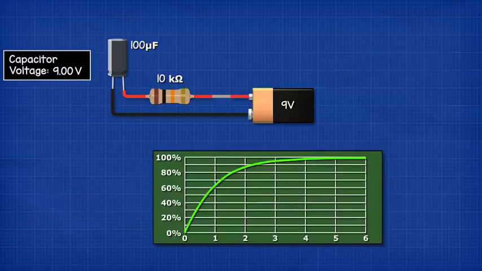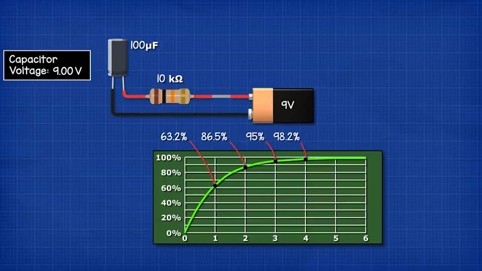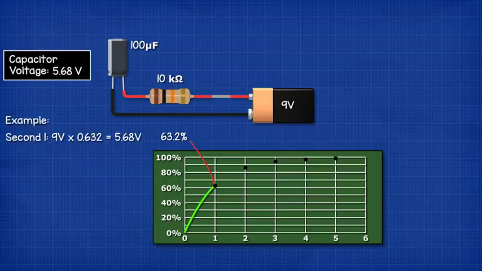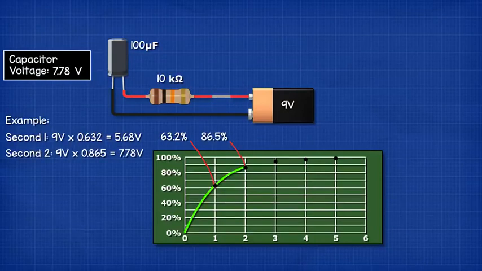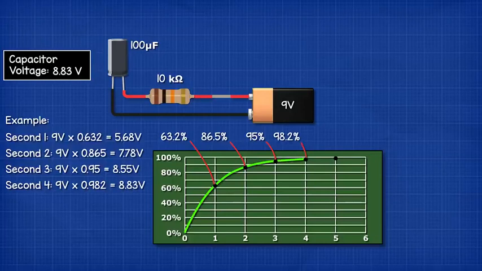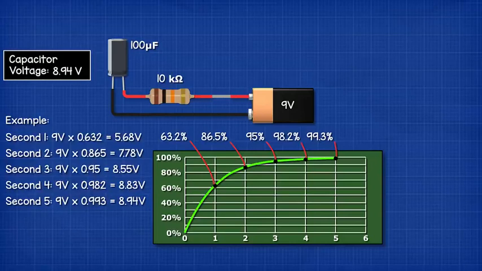Coming back to our original circuit, we can therefore calculate the voltage level at each time constant. At point 1, the voltage is always 63.2%. Point 2 is 86.5%. Point 3 is 95%. Point 4 is 98.2%. And point 5 is 99.3%. So the voltage will never actually reach 100%. That's also why we stop at just 5 points.